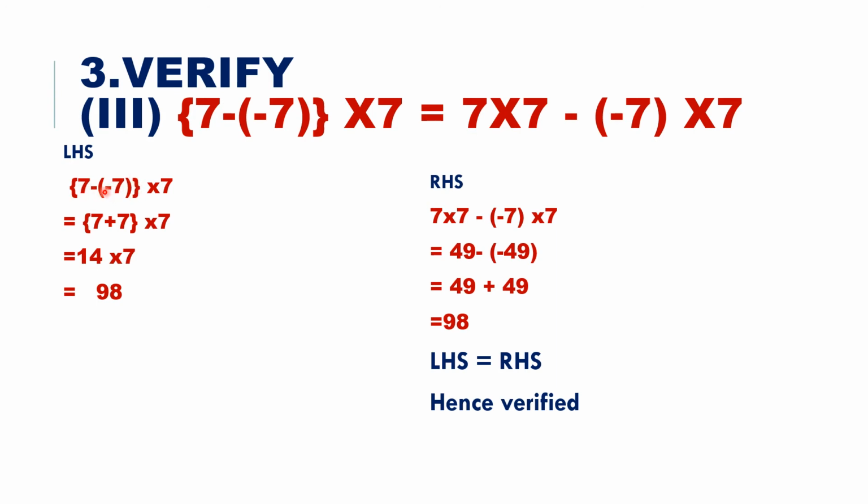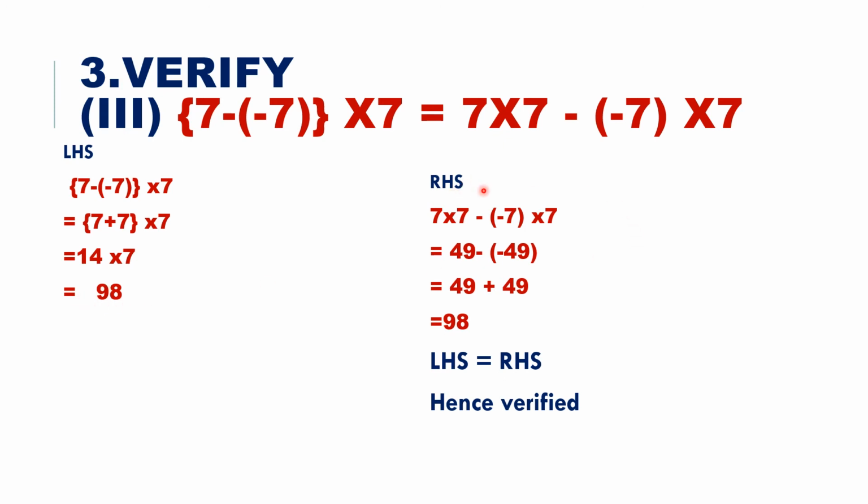So we remove these two signs. Minus and minus will make one plus, isn't it? Otherwise also you have learned minus sign always says change your sign. So this becomes plus. So 7 plus 7 is 14 and 14 into 7 is 98. So here you get 98 as the answer.